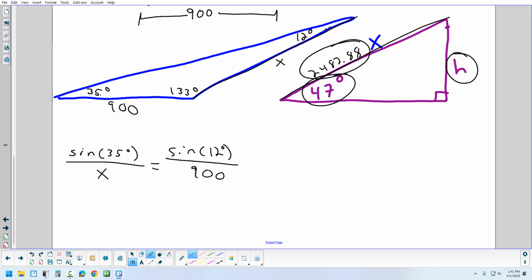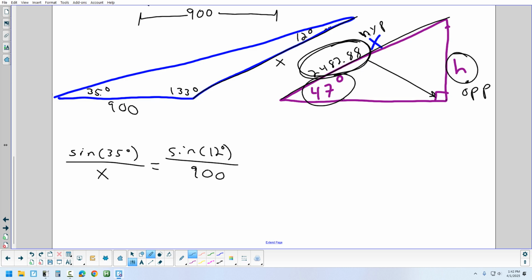What position is this side? Opposite. What position is this side? Adjacent. Hypotenuse. It's across from the 90, so it's the hypotenuse. Okay, guys, good job. So what trig function has opposite and hypotenuse? Your choices are sine, cosine, or tangent. Opposite over hypotenuse, right? Sine, yes.